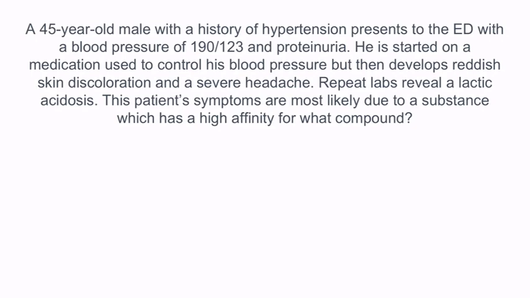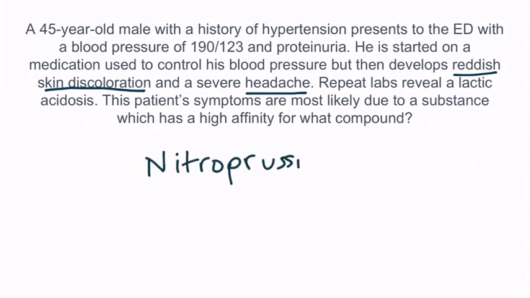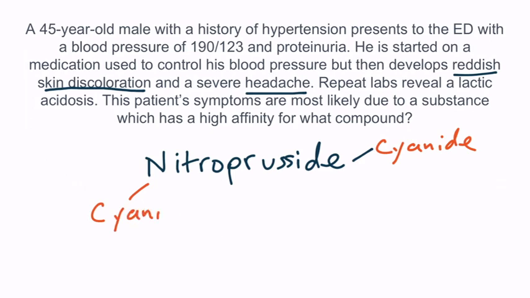From the question stem, you should have noticed that this patient was treated with a medication that resulted in cyanide poisoning. Symptoms of cyanide poisoning include reddish skin discoloration, headaches, and confusion. Recall from pharmacology that nitroprusside is an antihypertensive medication that can be used to treat hypertensive emergency. Also recall that nitroprusside can cause cyanide toxicity because the drug contains cyanide side groups in its molecular structure. So let's draw cyanide side groups in its structure right here.